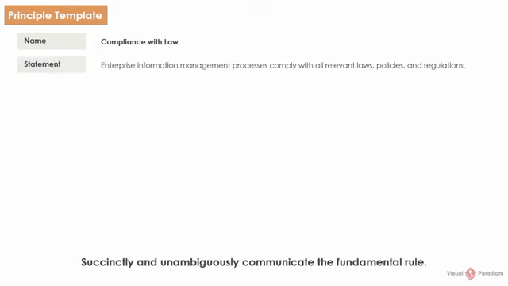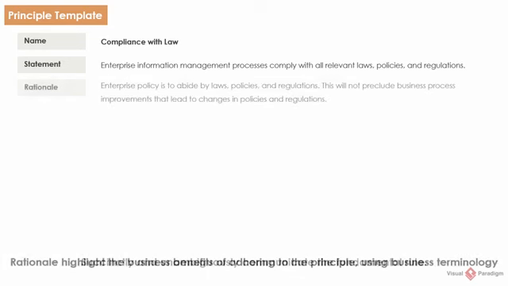Statement. A statement should clearly communicate the fundamental rule. For the most part, the principle statements for managing information systems are similar from one organization to the next. It is vital that the principle statements be unambiguous.